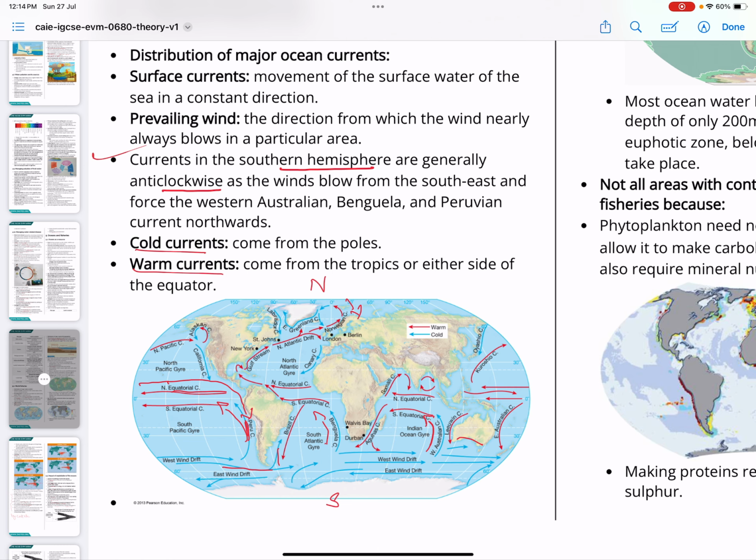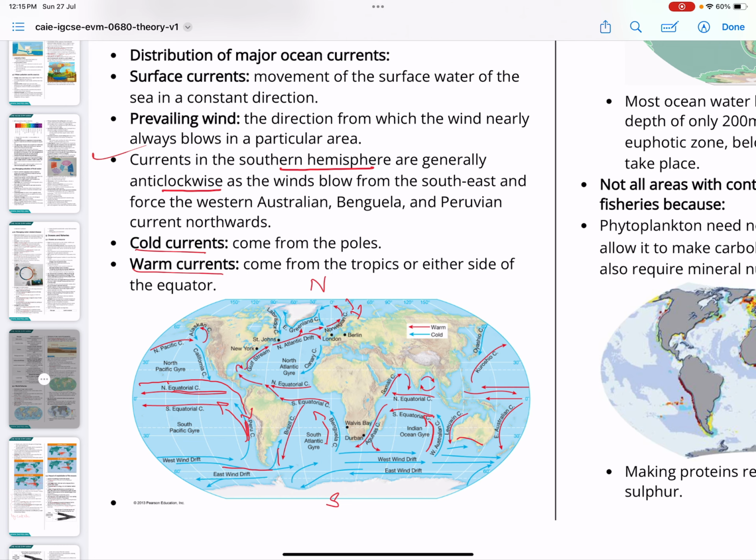It means that these areas are going to have warm ocean currents as well, which means that the water closer to the equator is going to be hot, and the water that is away from the equator is going to be cold. So if you can see here, cold currents come from the poles, and warm currents come from the tropics, which means from the equator. Okay, so we have understood the water temperature.